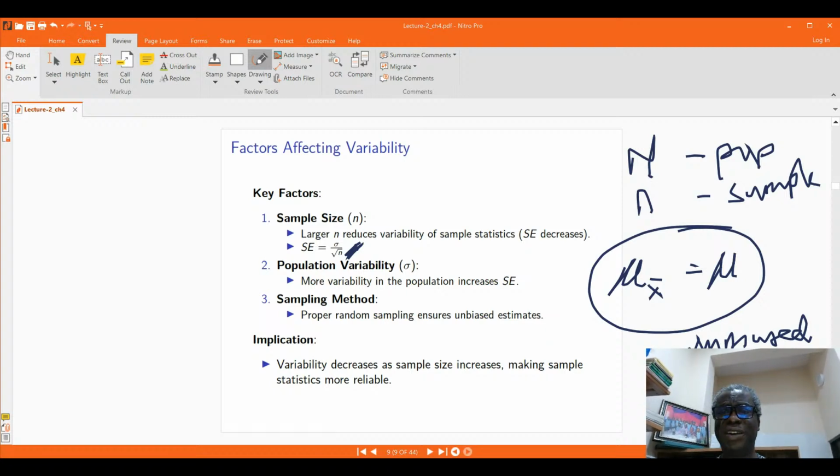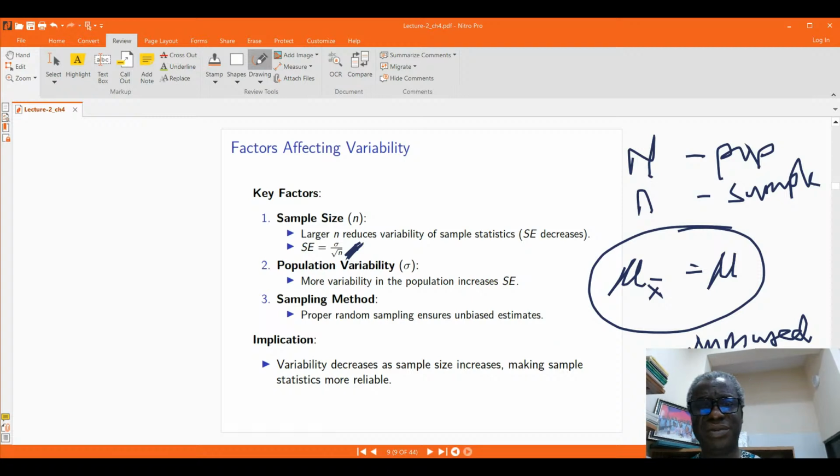So to have an unbiased estimate, it is very important that your sample is random, that you use a random probability sampling method.